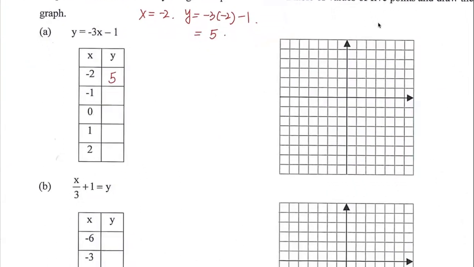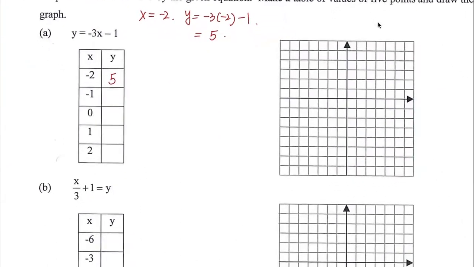When x is minus 1, minus 3 times minus 1, that's 3. 3 minus 1 is 2. When x is 0, minus 3 times 0, that's 0. 0 minus 1 is minus 1. And when x is 1, that's minus 4. And when x is 2, that's minus 7. Right. So now let's plot all the points.